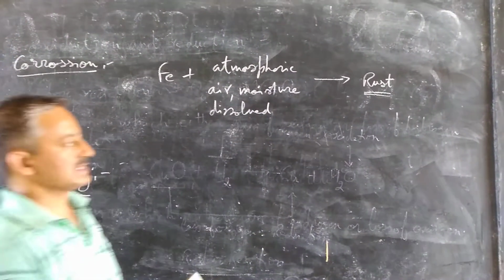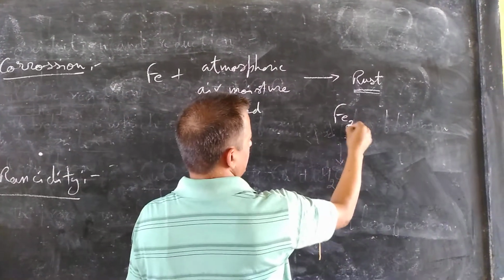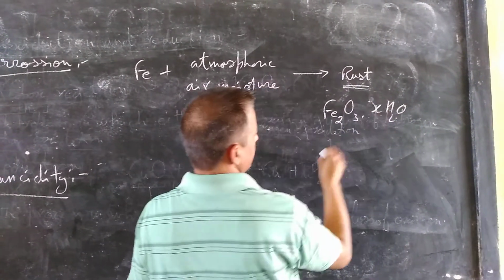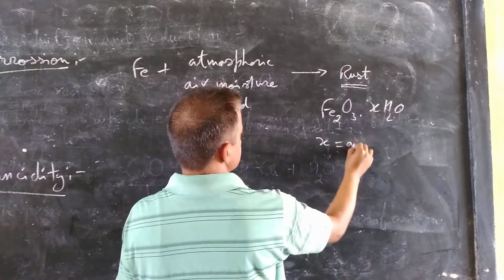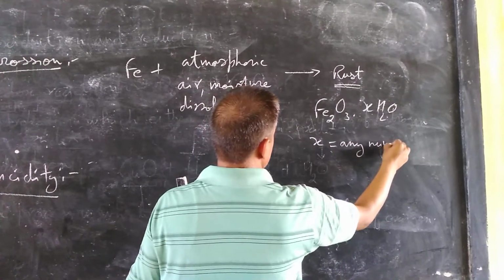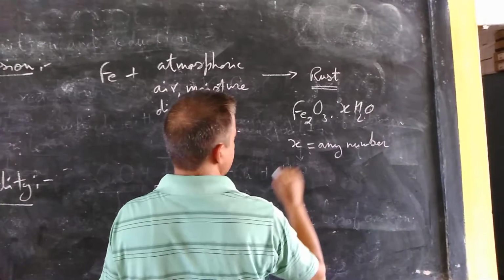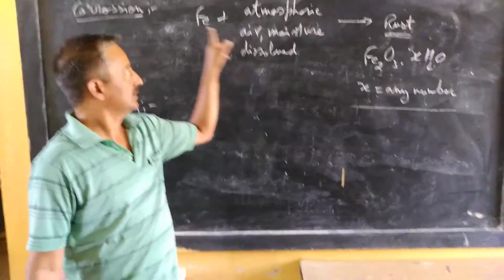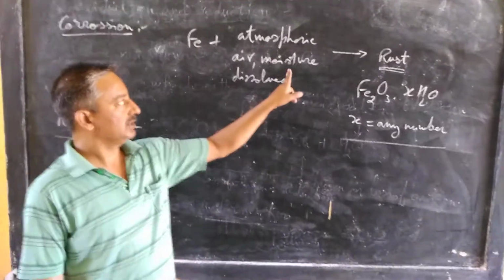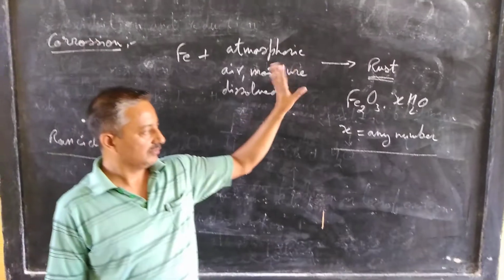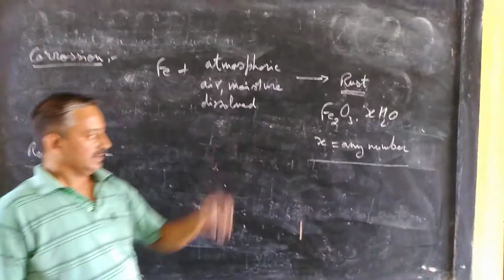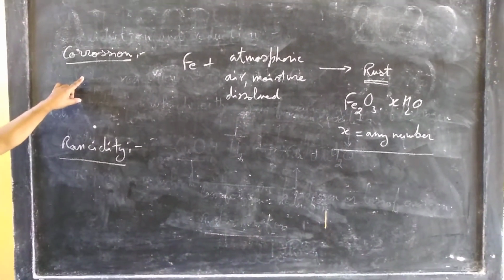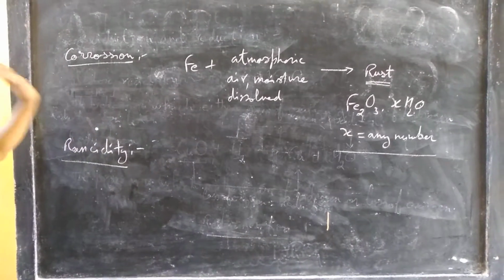The formula of rust is Fe2O3 dot X molecules of water. X means it is any number. This number value is high. So this is the formula of rust. It forms by the reaction of iron with atmospheric air, moisture, or gases which are dissolved in air. So this is one of the things where the effect of oxidation we can see. This is just oxidation of iron.